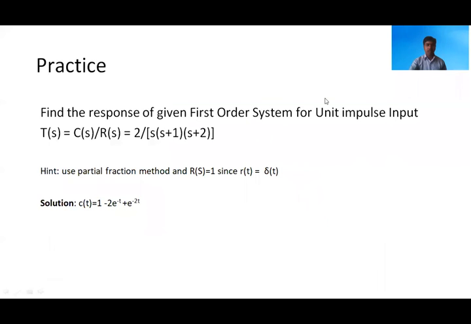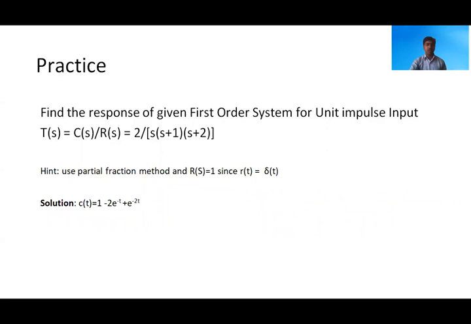Now let us move to an example. Here I have given one example for your practice. The given first order system is here. The block diagram representation is not given for the system; directly the transfer function T(s) is given. So T(s) is equal to C(s) by R(s), that is equal to 2 by s into (s plus 1) into (s plus 2). So in the denominator we have three terms.